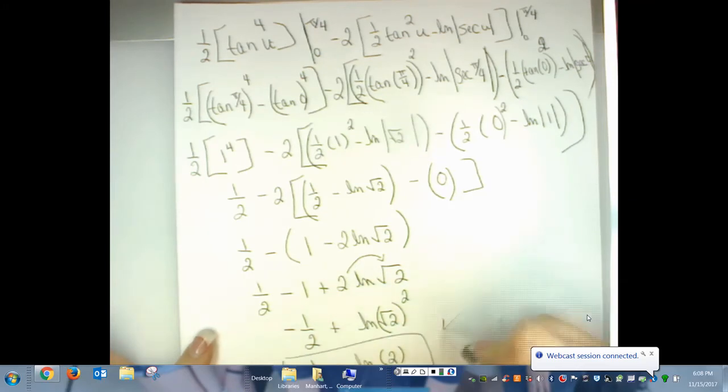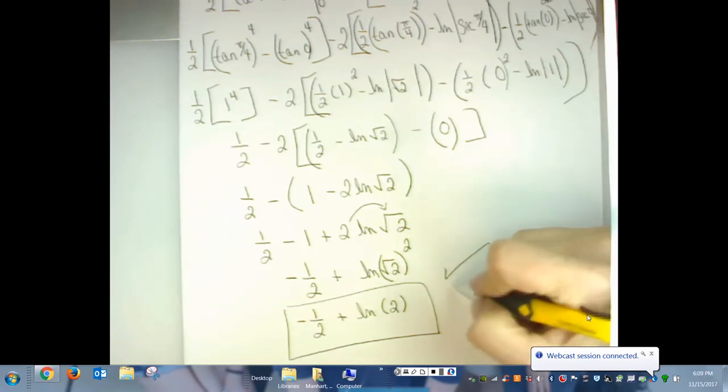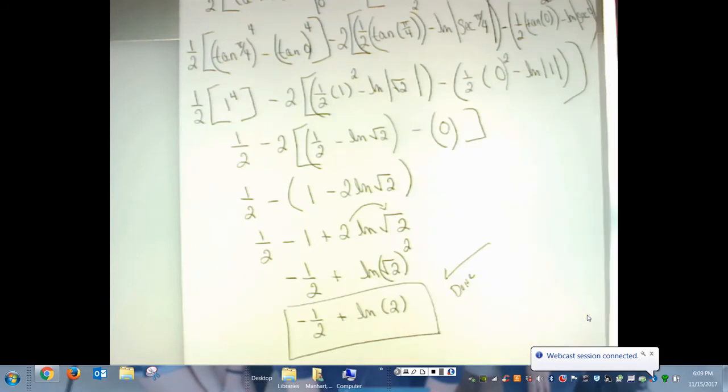Obviously, I could ask for a single quotient where your denominator would be 2, so it would be negative 1 plus 2 times the natural log of 2, all divided by 2. But with the difficulty level of this problem, I think it's a good idea that we just say we are done. So there's your final answer for that problem.